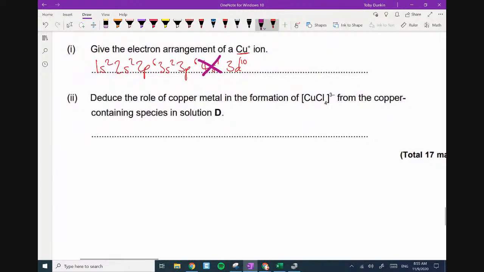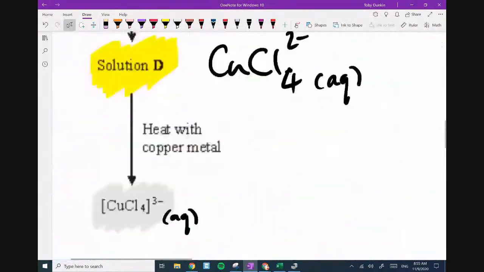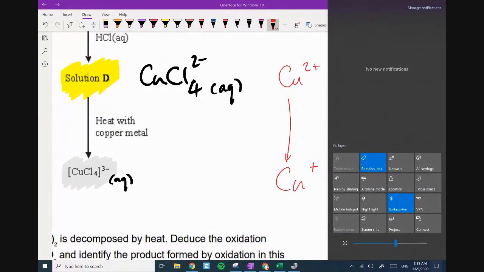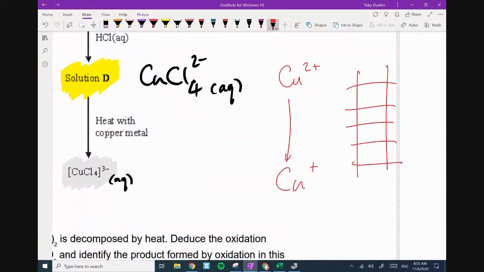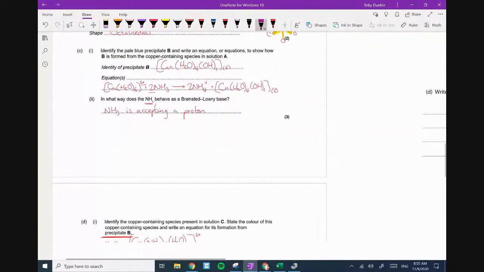Deduce the role of the copper metal. It's a reducing agent. I think that's genius. The reason why it's a reducing agent is because we're going in the cycle from copper 2+ here, and we're going to copper 1+. Now, we know that on the redox ladder, I love the redox ladder, it's such a useful tool, and the middle is 0. If you climb the ladder, you're being oxidized and becoming more positive. If you're coming down the ladder, you're being reduced. So what's happening here is it's going from 2+ to 1+. It's being reduced.